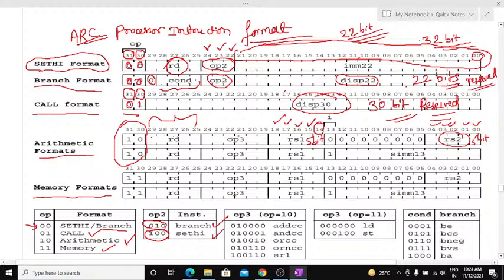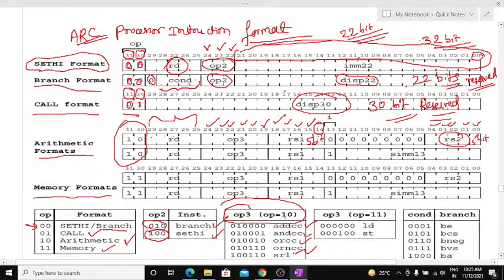And bits 19, 20, 21, 22, 23, 24, these 6 bits, are reserved for the OP3 operation. Arithmetic means 10 specifies the arithmetic, and there are various arithmetic and logical instructions. The OP3 specifies which type of instruction it is: addcc, andcc, orcc, shift right, shift left. So it is based upon the OP3 code, and you have to remember this OP3.